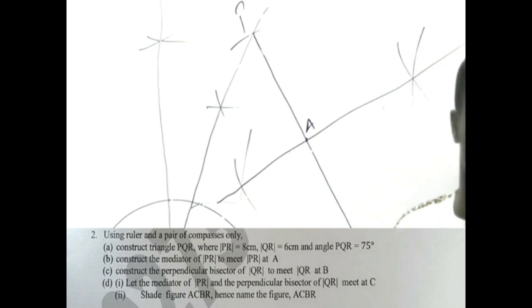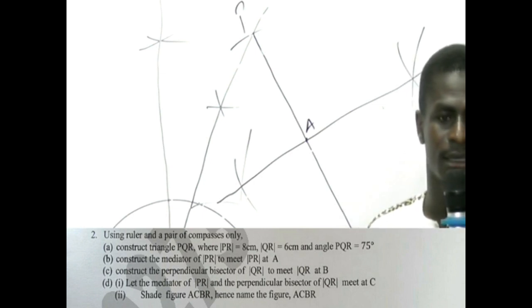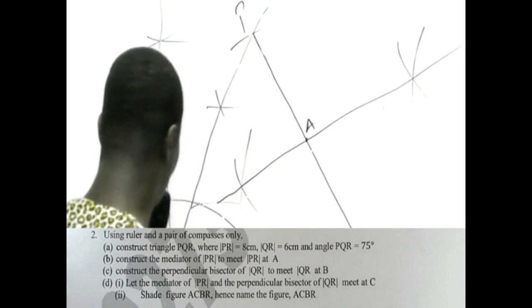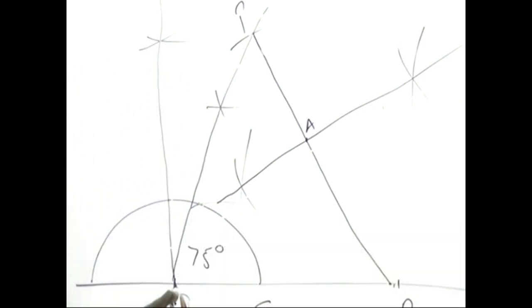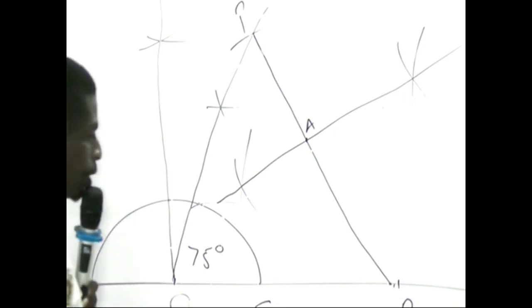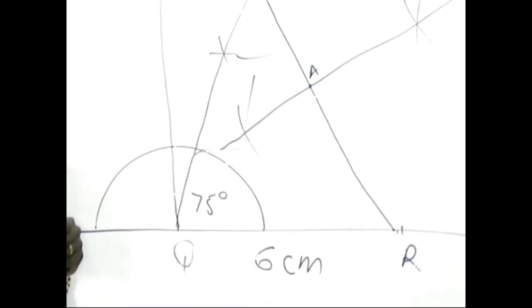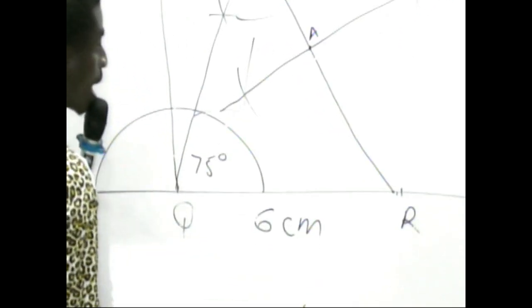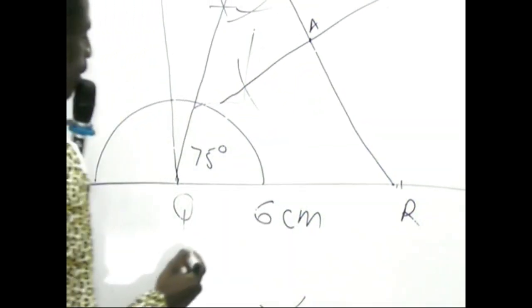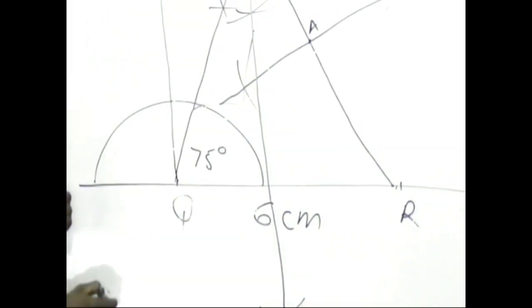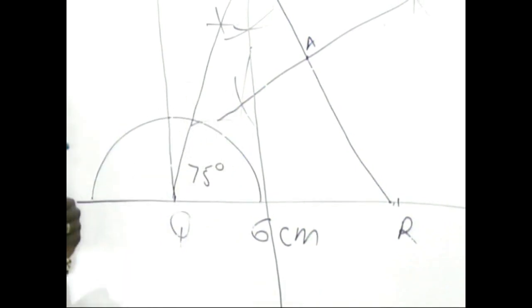Then again, they said that I should also bisect QR to meet QR at B. This is the same as the bisection of PR, but this time it is QR. I'll stand at Q, open my compass to more than half of the radius and cut an arc below and above. The same radius, I'll stand at R and cut another below and above. After that, I draw a line through the intersection arcs. And so that is how it will be done.